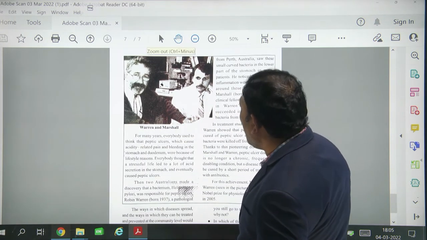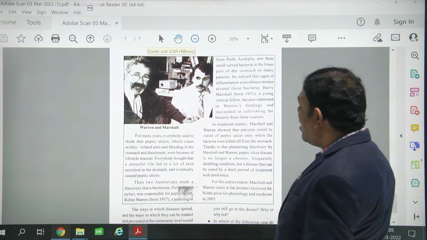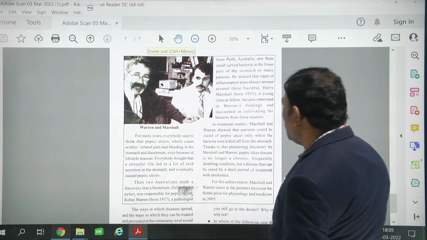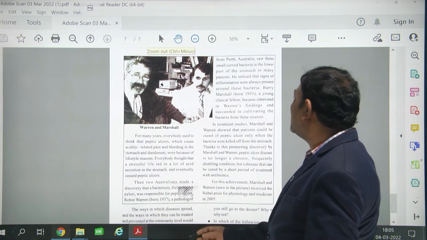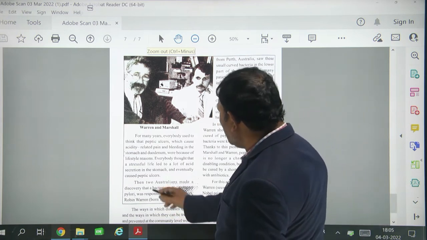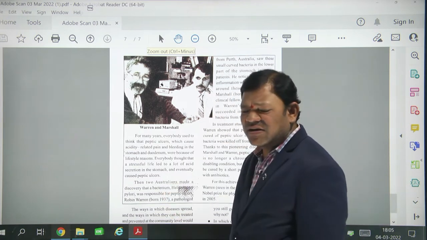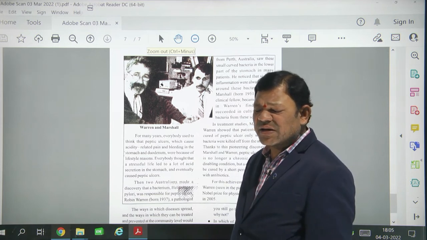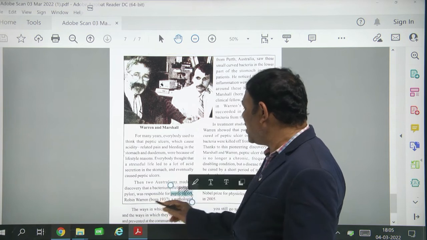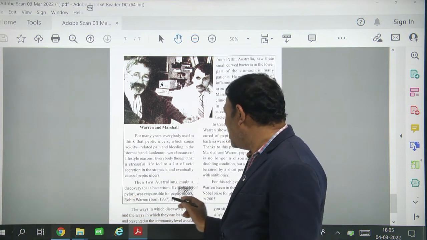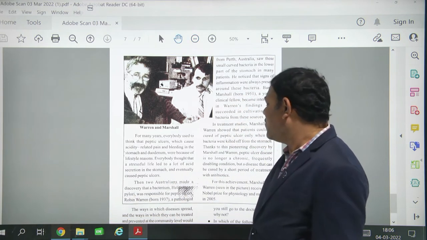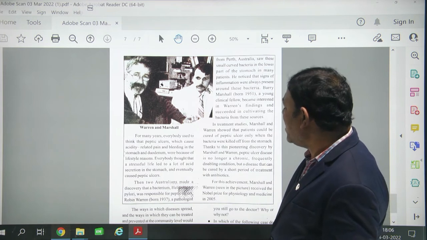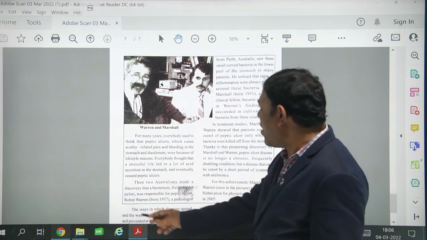Actually, ulcers are caused by Helicobacter pylori. So this Helicobacter pylori is causing the peptic ulcers. What is causing the peptic ulcer? Helicobacter pylori is responsible for the peptic ulcer.